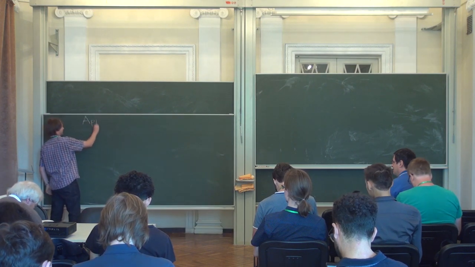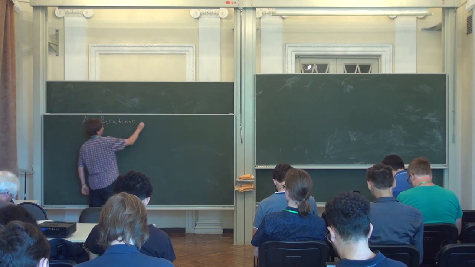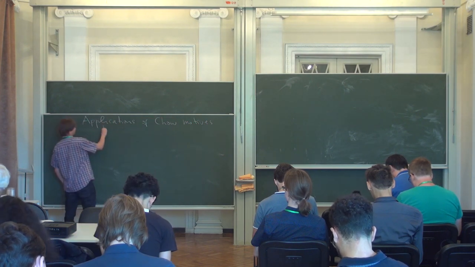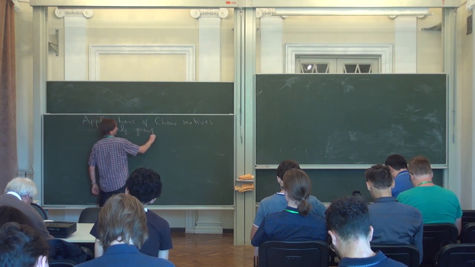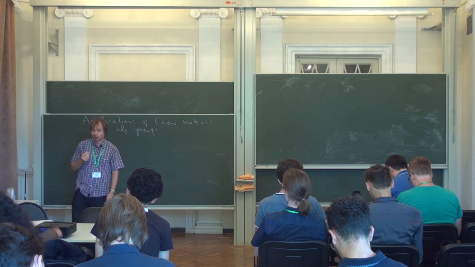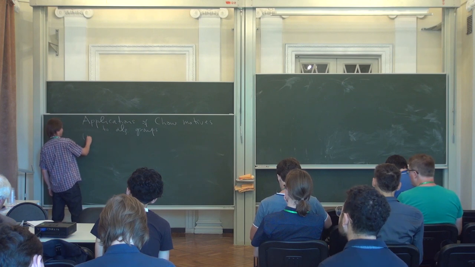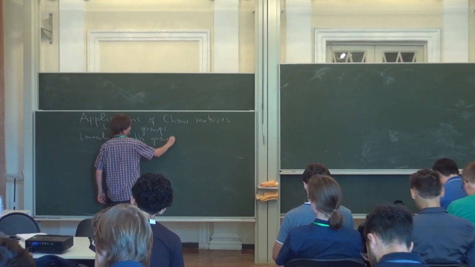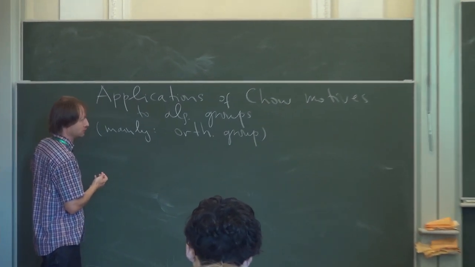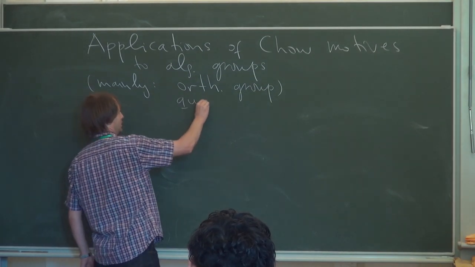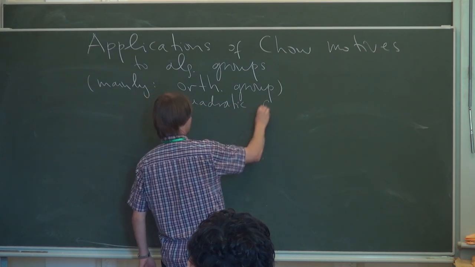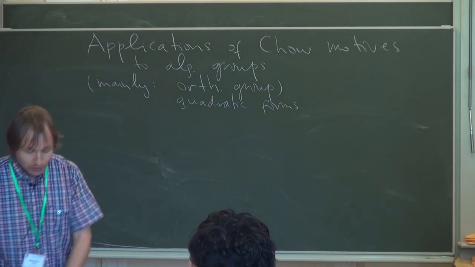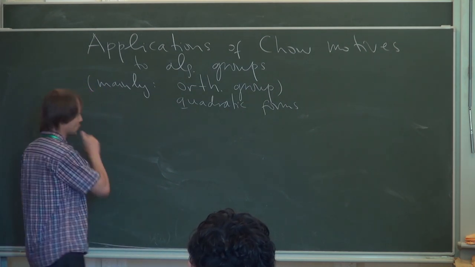So the title is Applications of the Chow motifs to algebraic groups. But mostly I will speak about the orthogonal group, just for time reasons. So mainly, or equivalently, about quadratic forms. I will also mention some results for general groups. Well, actually, you will see. So let me start just with an introduction.